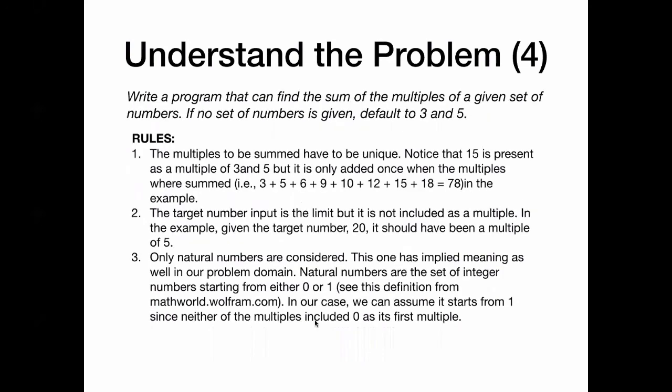So going to our last paragraph: write a program that can find the sum of the multiples of a given set of numbers. If no set of numbers is given, default to 3 and 5. For this one, we can also deduce another rule, our fourth and final rule so far: if no numbers to get multiples are provided, default to 3 and 5.